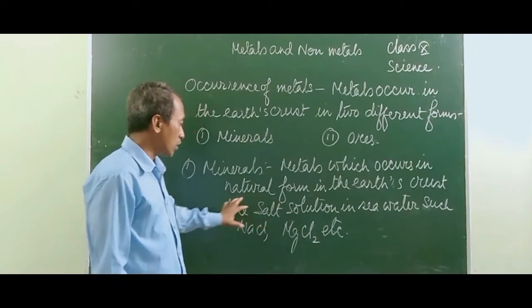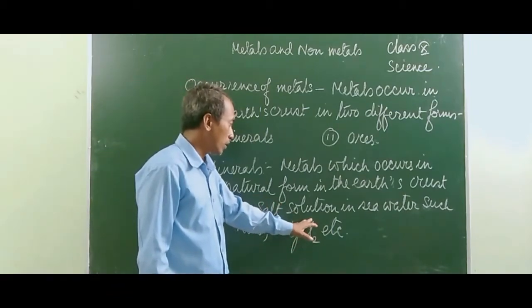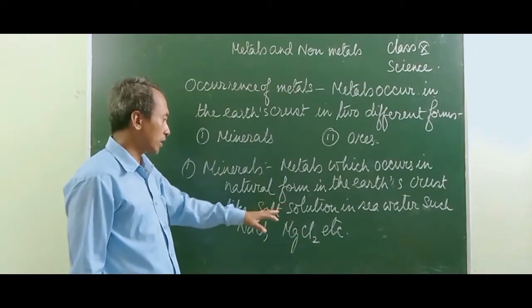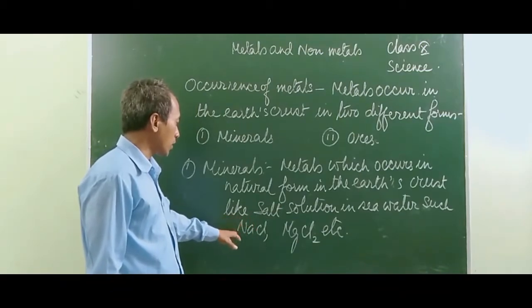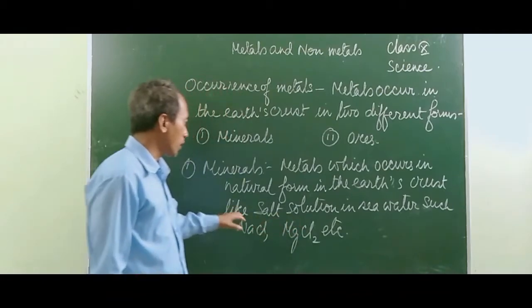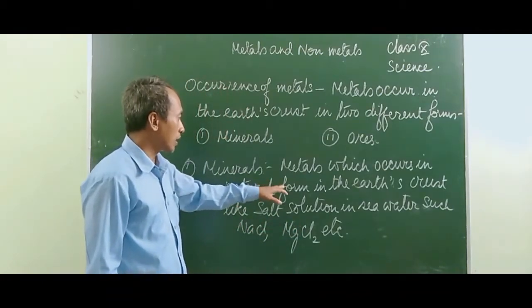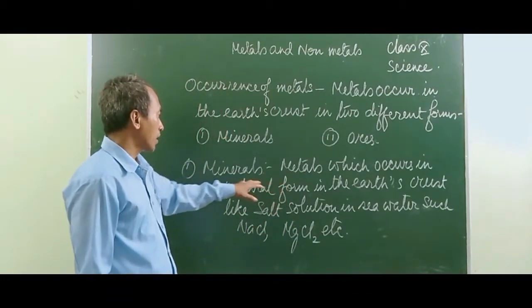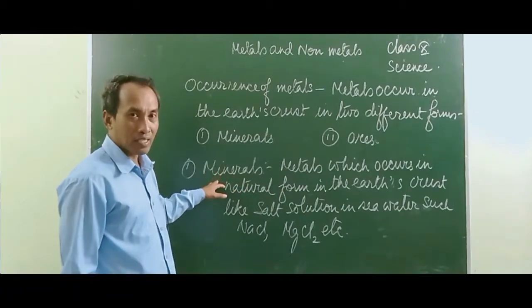So all these soluble forms of salt contain metal in the sea water in a very small amount. Sodium is contained in a very small amount. Magnesium is contained in a very small amount. These naturally occurring metals in the earth crust are known as minerals.